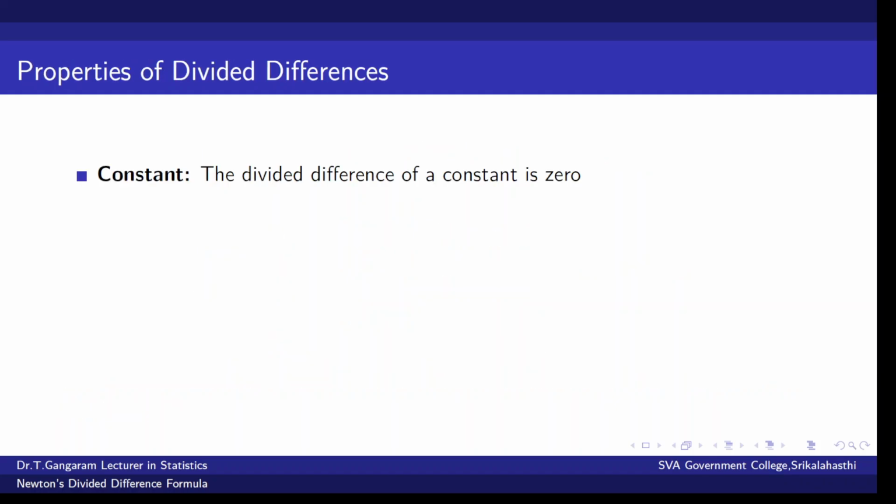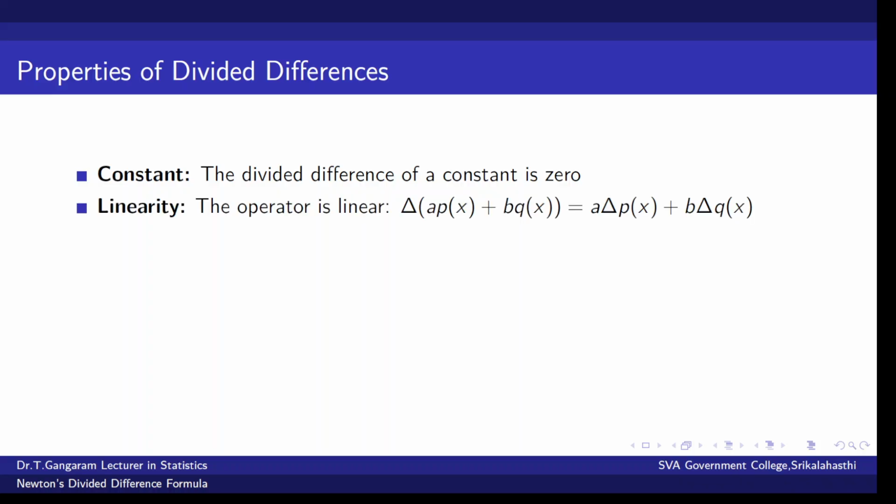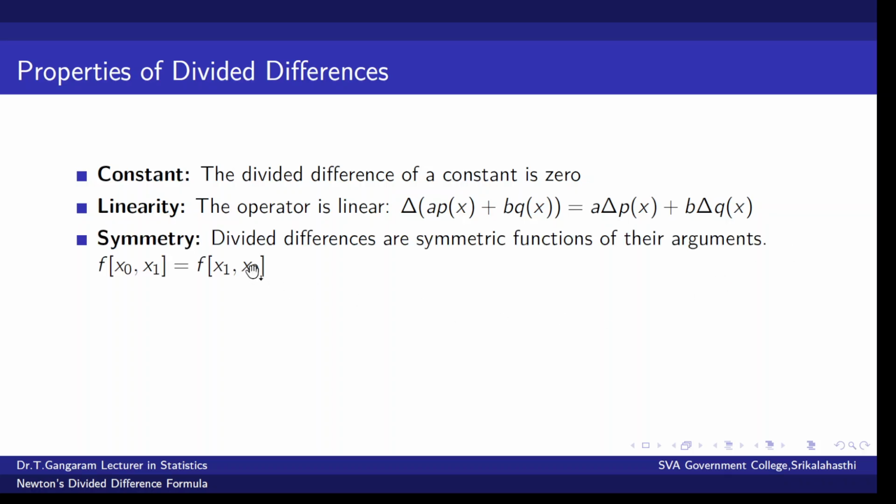Properties of divided differences are: the divided difference of a constant is 0. Linearity property: the operator is linear like the Newton forward operator. Delta of A P of x plus B Q of x is equal to A delta P of x plus B delta Q of x. Here the delta denotes divided difference. The divided differences are symmetric functions of their arguments. That means f of x0, x1 is equal to f of x1, x0.